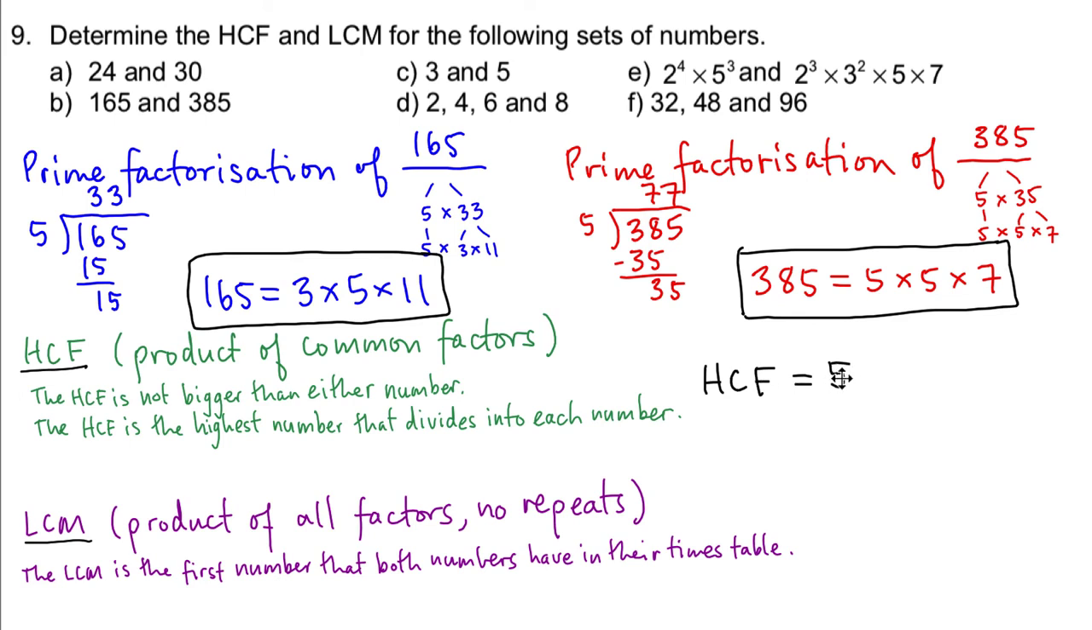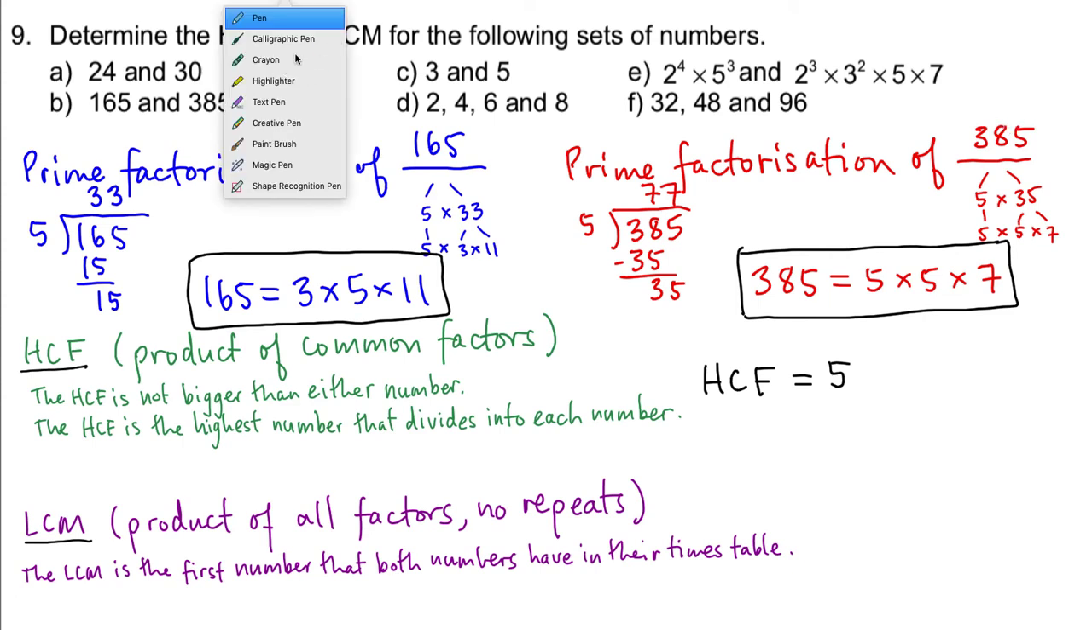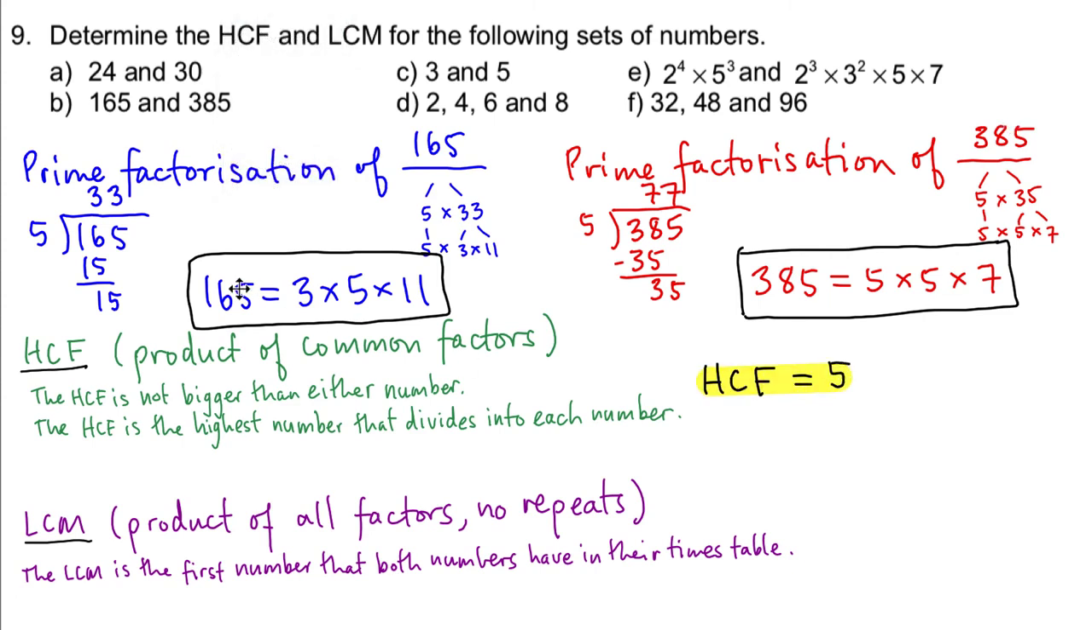So I only have one common factor, and the highest common factor is 5. What that means is 5 is the biggest number that divides into each of 165 and 385. Now we're going to do the second process.